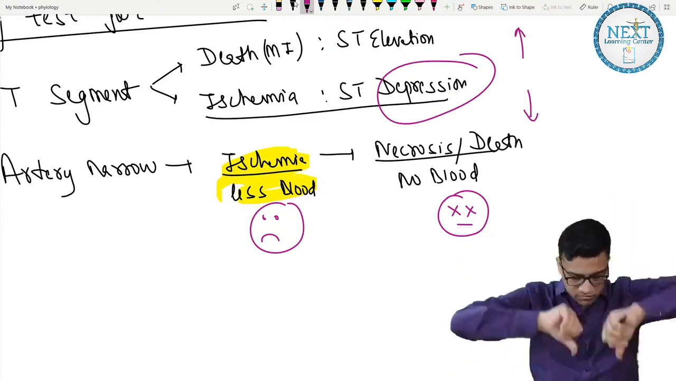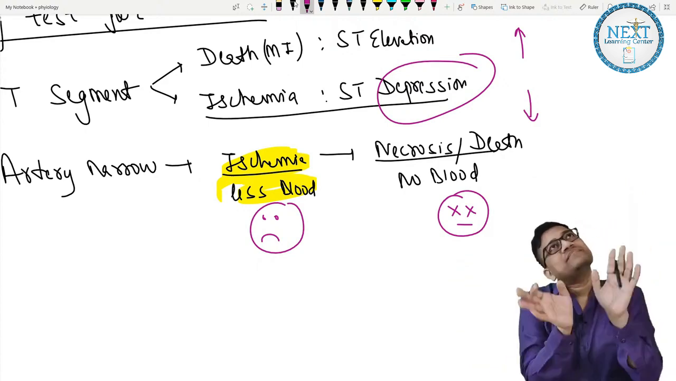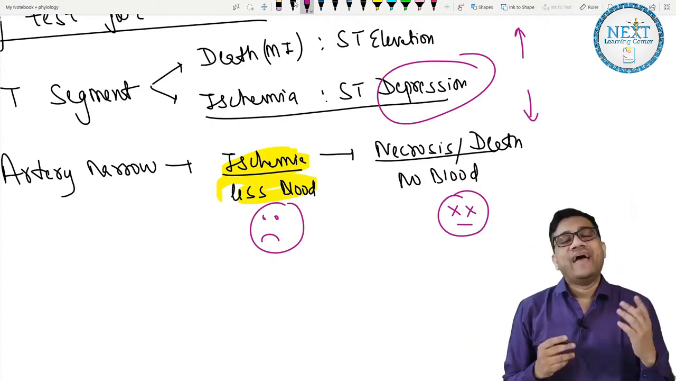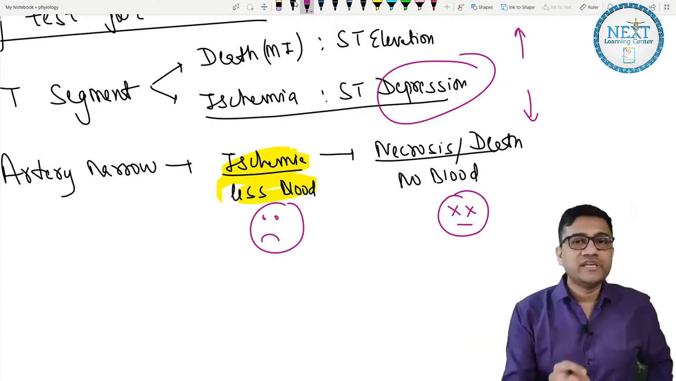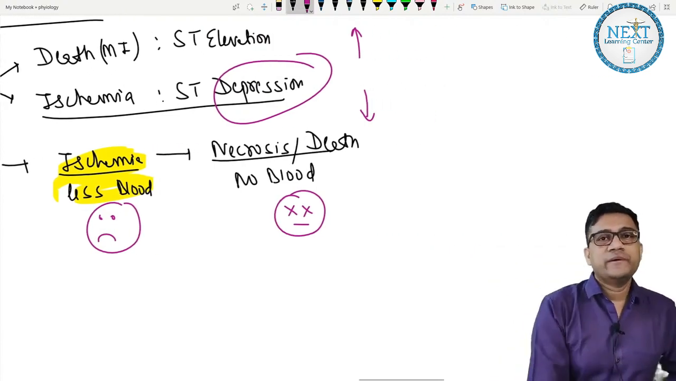So what is depression? Down. And what is death? Gone, he has gone. So it will be remembered. So elevation is a mark of MI primarily and depression is ischemia. Depression is ischemia. Easy? Okay. So let me just show how.